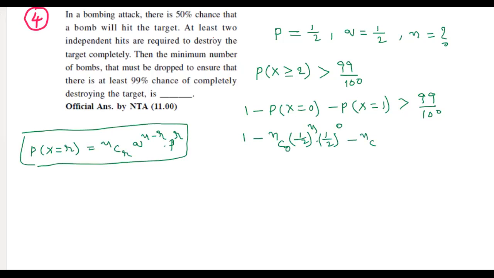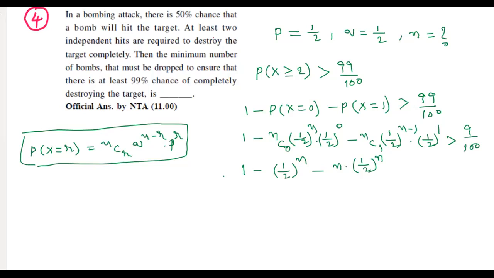That is nC1 into 1 by 2 whole power n minus 1, 1 by 2 whole power 1, is greater than 99 by 100. Now 1 minus nC0 means 1. Here we are getting 1 by 2 whole power n, minus nC1 means n, here 1 by 2 whole power n minus 1 into 1 by 2 whole power n. So bases are equal, powers should be added, means we get 1 by 2 whole power n only.